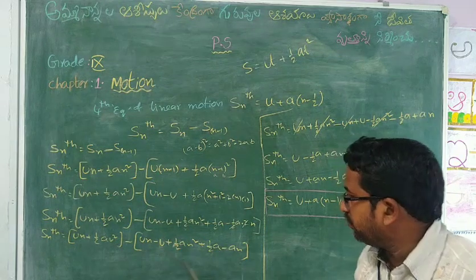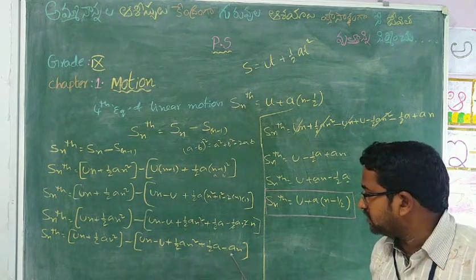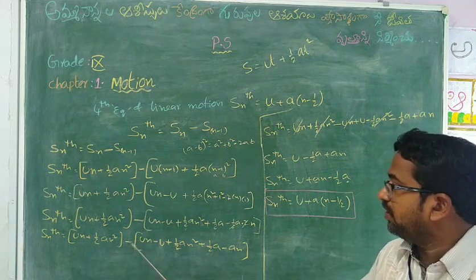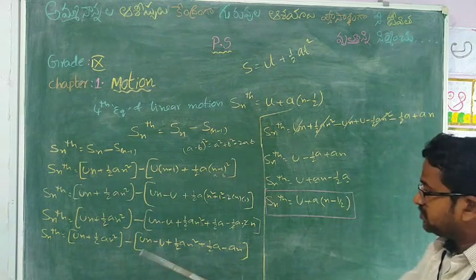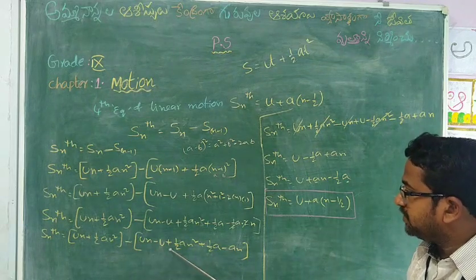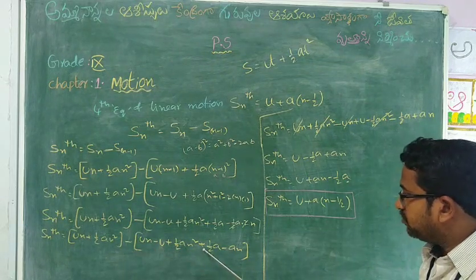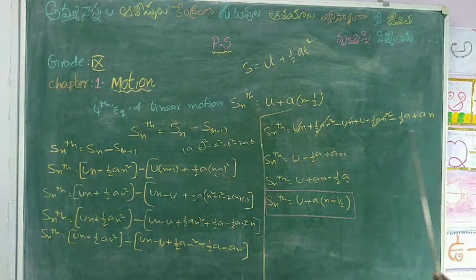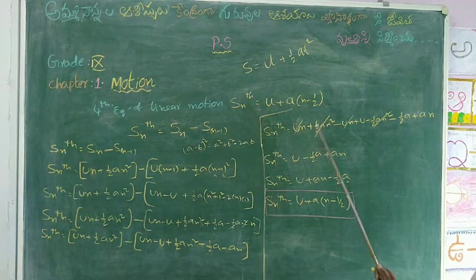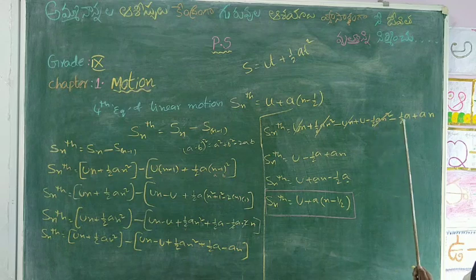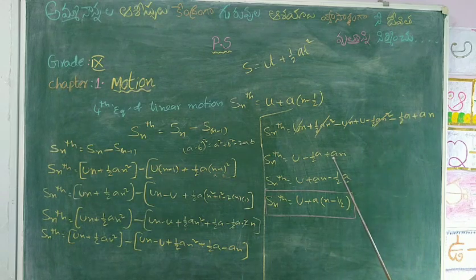u n minus u plus half a n square, half a minus a n. Here, release the minus. When you release the minus, minus into plus minus, minus into minus plus. Plus into minus, minus, minus into plus, minus, minus into minus, plus. So like this, we are getting this actual equation. Here u n cancels, half a n square, half a n square cancel. You will get u plus a n minus half a.